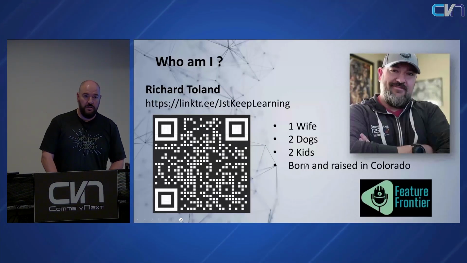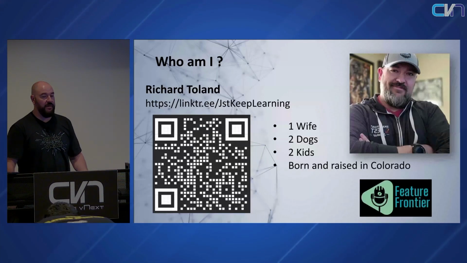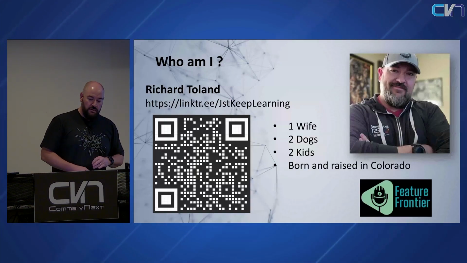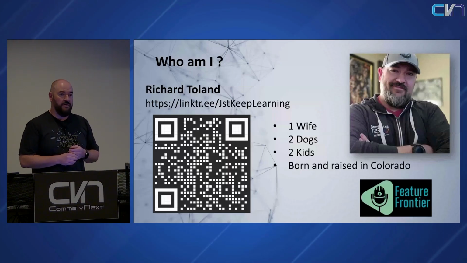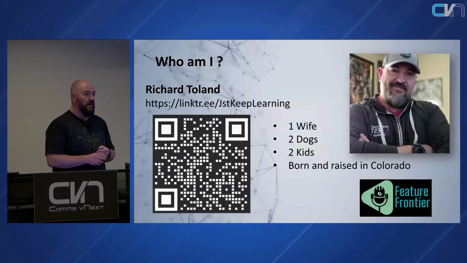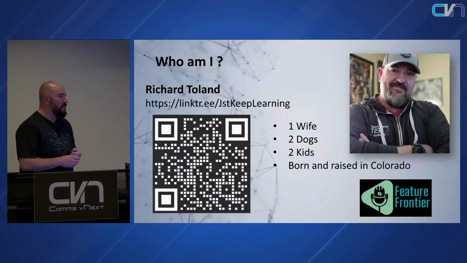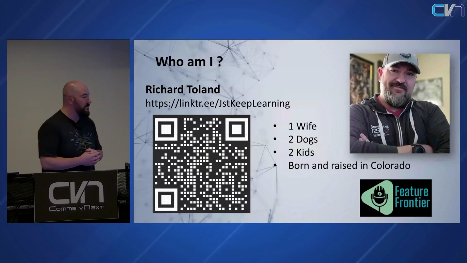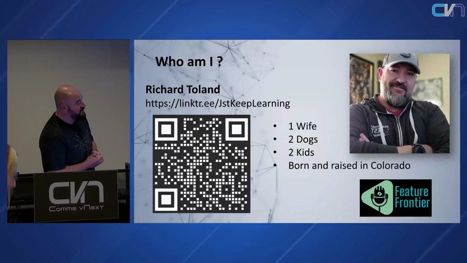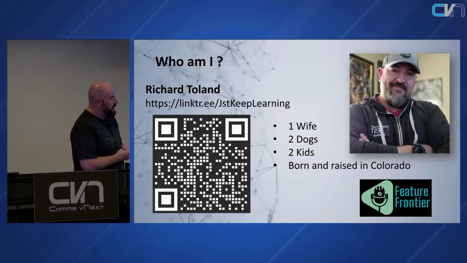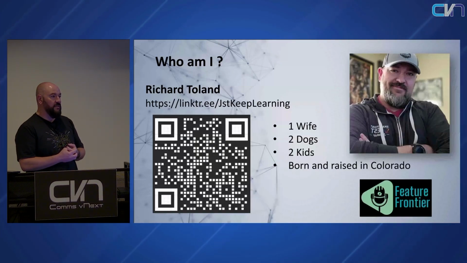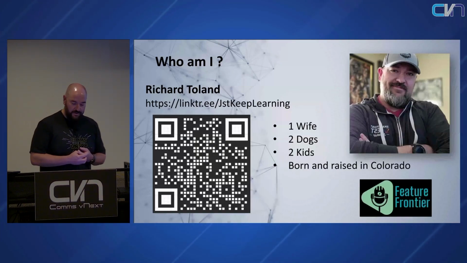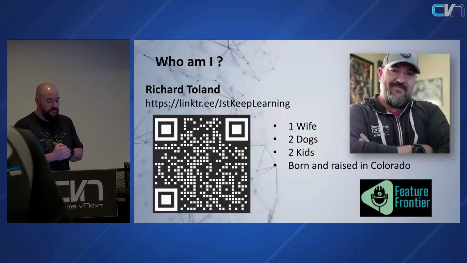A little bit about me. My name is Toland. I was born and raised in Colorado, lived here all my life, and I'm excited to move somewhere with water. My daughter graduates high school. I have two children, two dogs, one wife. Current joke is that my wife has three kids. Oh, poor wife.